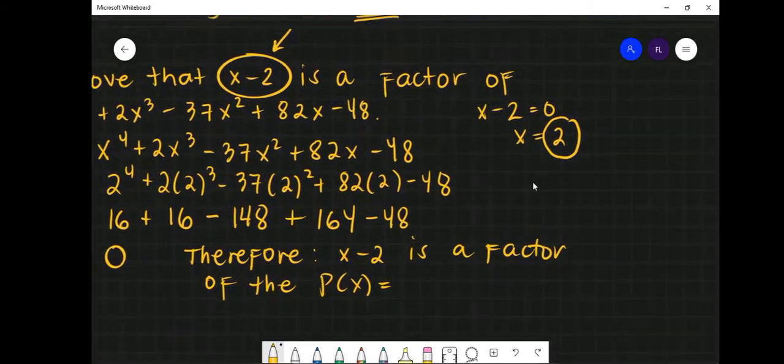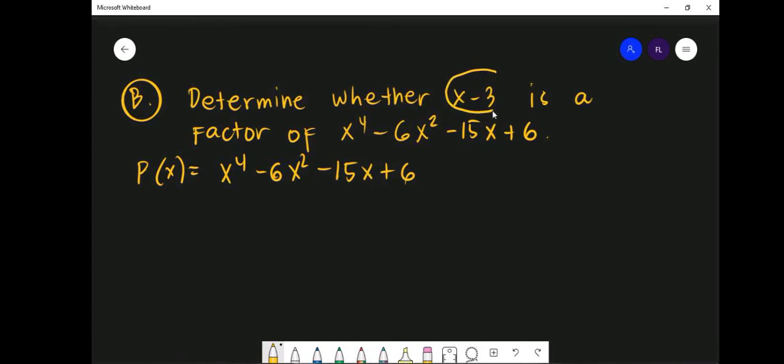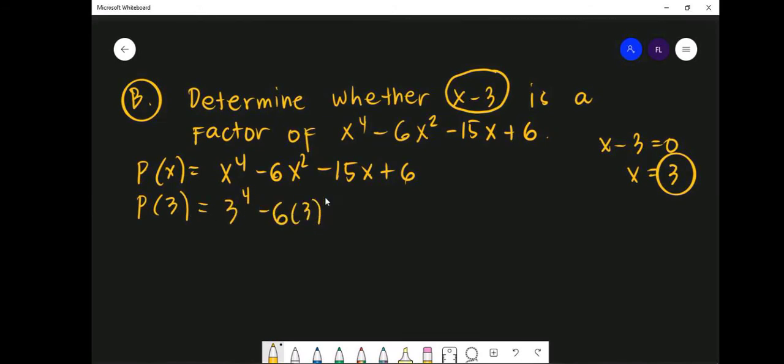Okay, so let's have another example. Letter B. Determine whether x minus 3 is a factor of x raised to 4 minus 6x squared minus 15x plus 6. So, same process. Una, just copy p of x, and then x raised to 4 minus 6x squared minus 15x plus 6. And then you get the divisor x minus 3. Equate it to 0, so the value of x is equal to positive 3. Substitute 3 to the value of x, so p of 3 is equal to 3 raised to 4 minus 6 times 3 squared minus 15x plus 6.